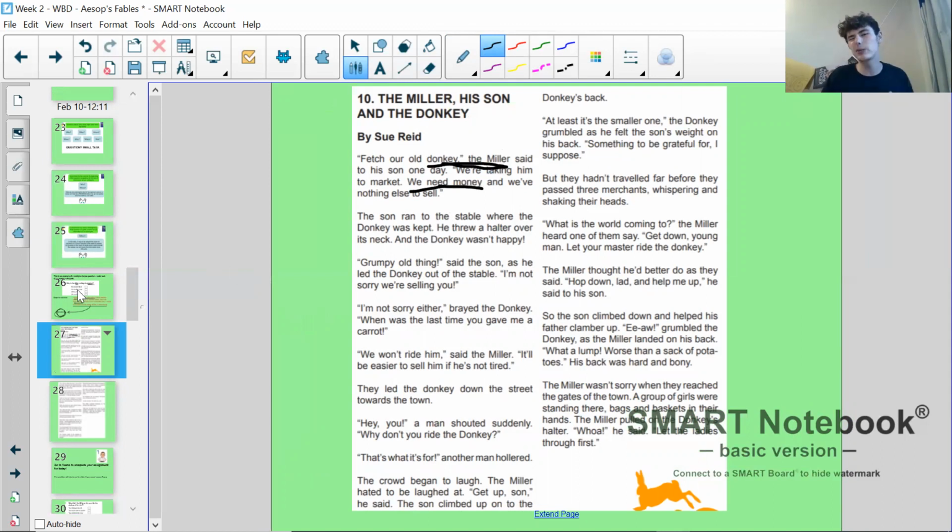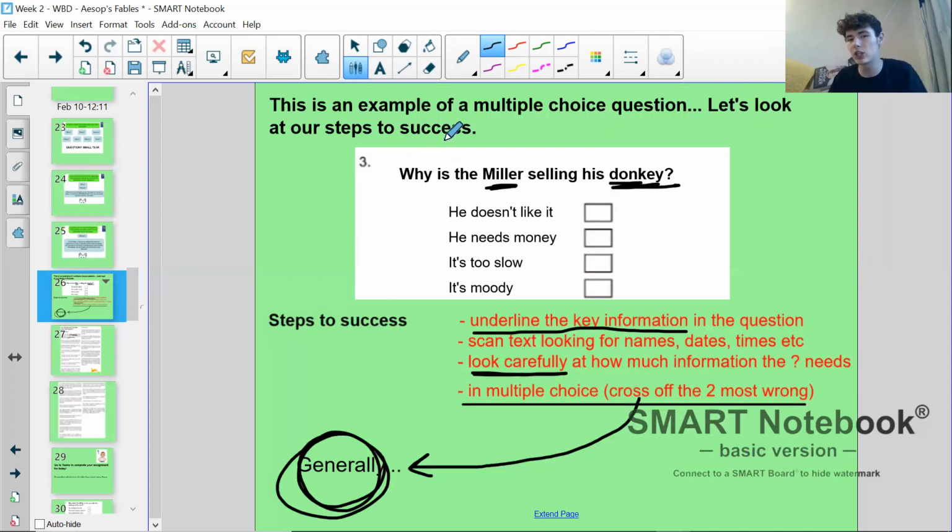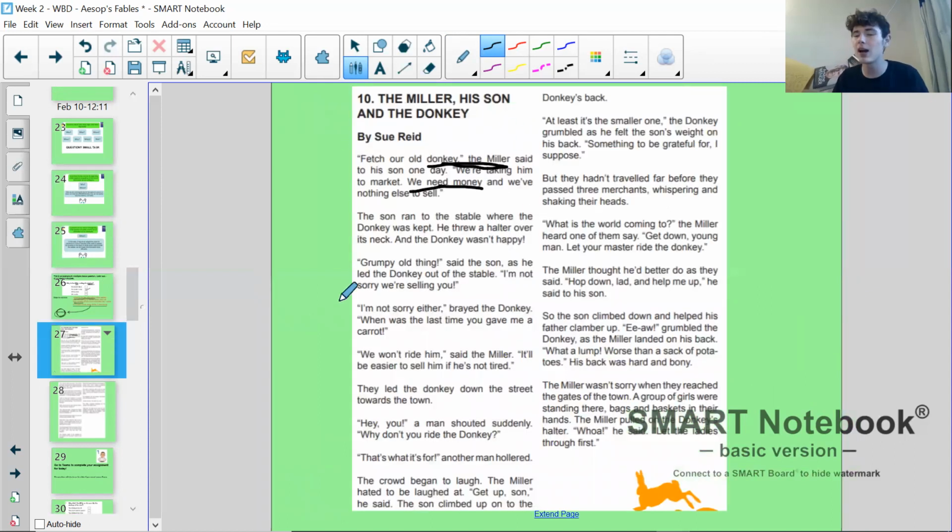So once again, I know this was a pretty simple one. It was right there at the start. So why is the miller selling his donkey? He needs money. As he said, he needs money and he has nothing else to sell. Okay, so I obviously didn't scan very far, but I scanned my text and I found the miller and the donkey straight away. So I was able to locate the area I needed to be in to answer my question.